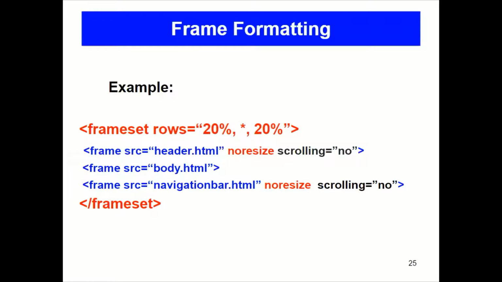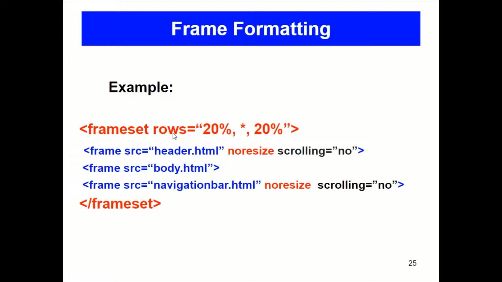Here is an example of the code using frameset and dividing the browser window with the rows attribute. And here we can see that the attribute is dividing the sections: 20% for the first left frame, then an asterisk, and 20%. The last 20% is the division of the rightmost pane, whereas the center asterisk will give the rest of the space to the center section or pane of the browser window.